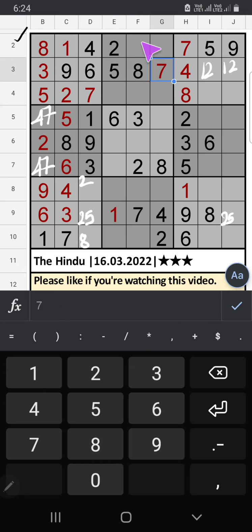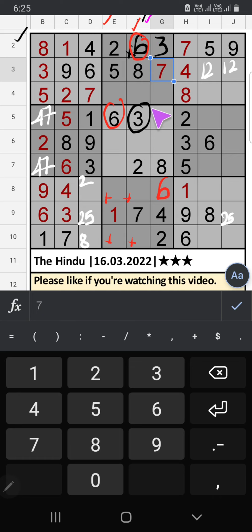Second row, 2 numbers are remaining, 3 and 6. Column F, we have 3. So 3 can't come in this cell. 3 is confirmed here. Then 6 is here. Column E, column F, we have 6. So 6 can't come in these cells. And 6 is confirmed here.